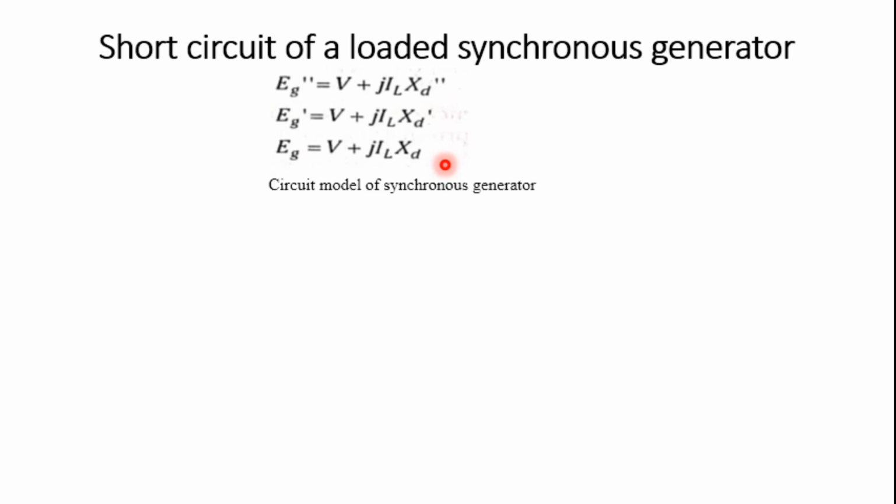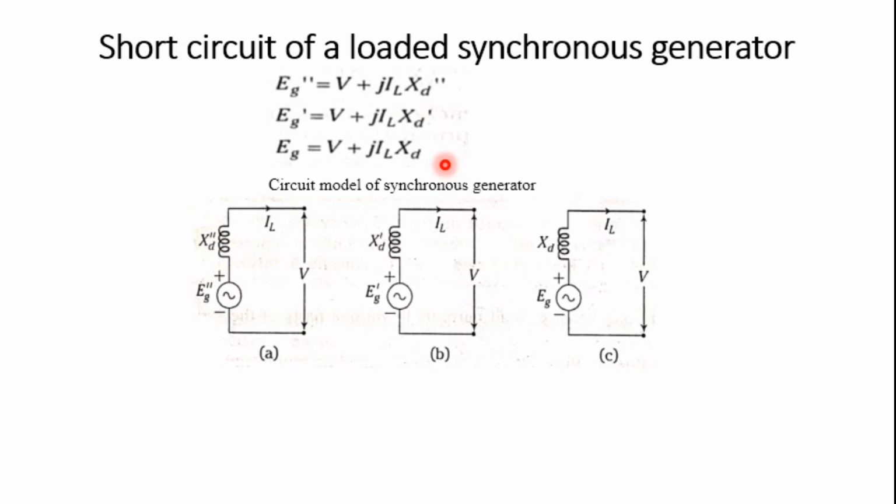So this is the circuit model of the synchronous generator which is shown here. If it is subjected to the different conditions, subtransient, transient and steady state, the EMF will be the subtransient EMF, and the reactance results in the load current, and this is for the transient EMF, reactance and the load current. Similarly for the steady state Eg, Xd and the IL value.